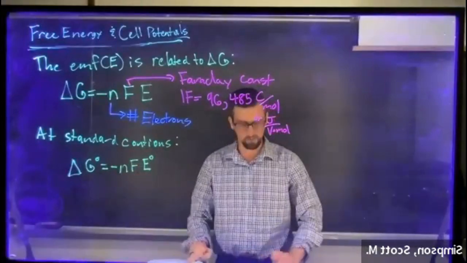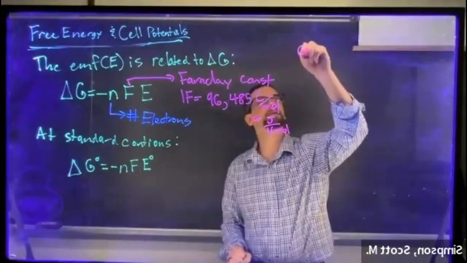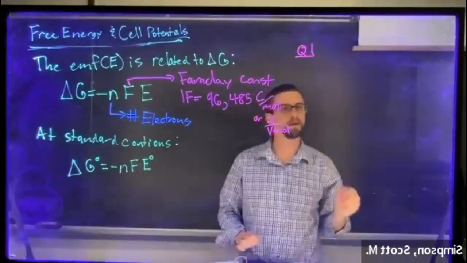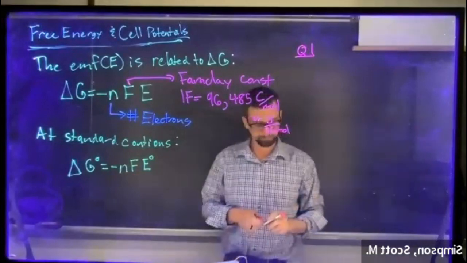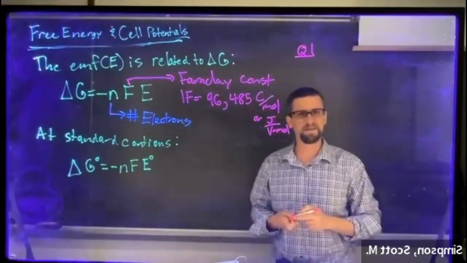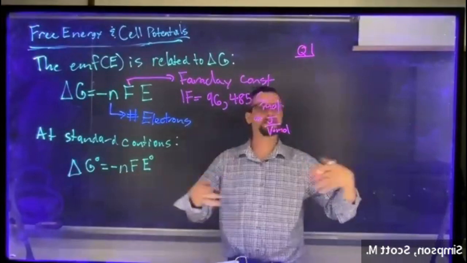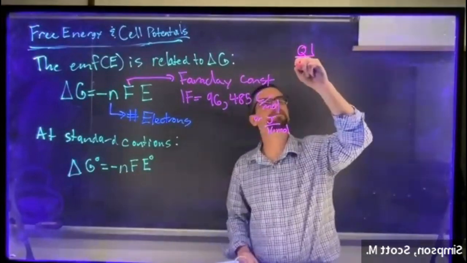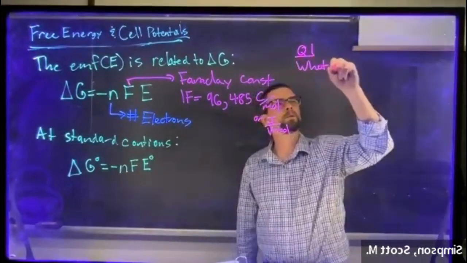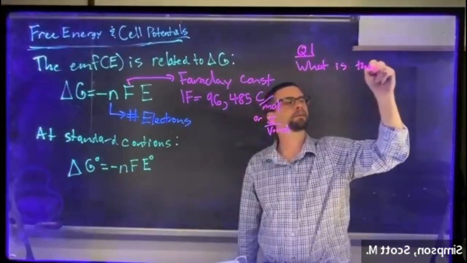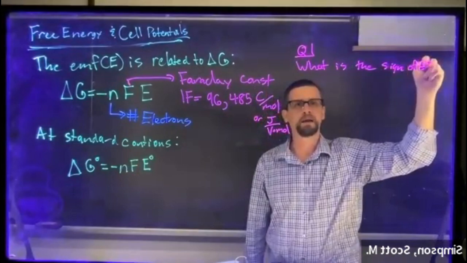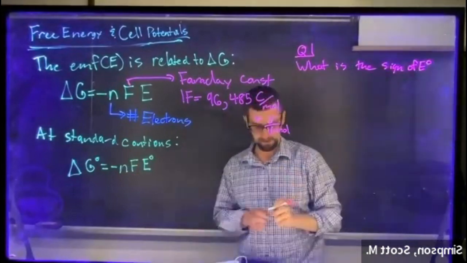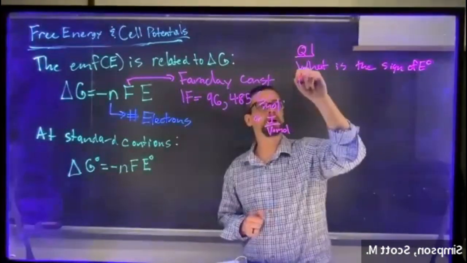So let's ask a couple of questions before we go further. The question that we're going to ask is: what does the sign of E naught have to be to make sure the process is spontaneous? What is the sign of E naught for a spontaneous process?